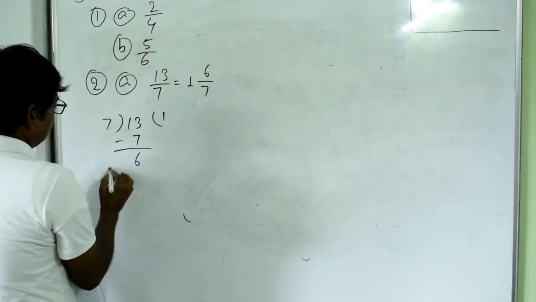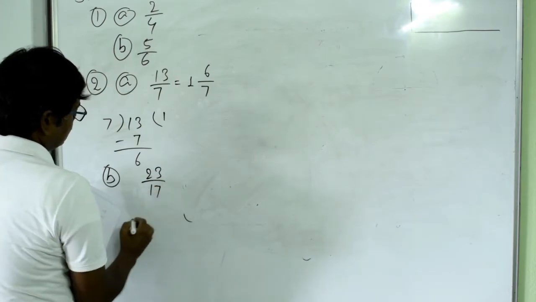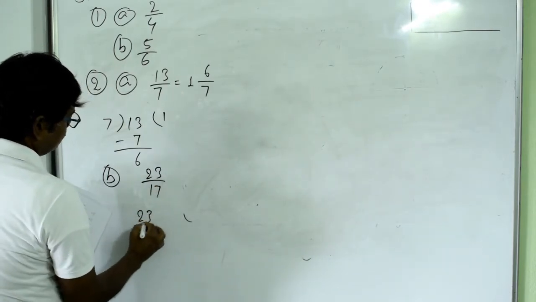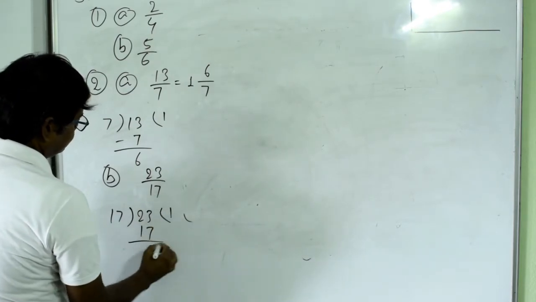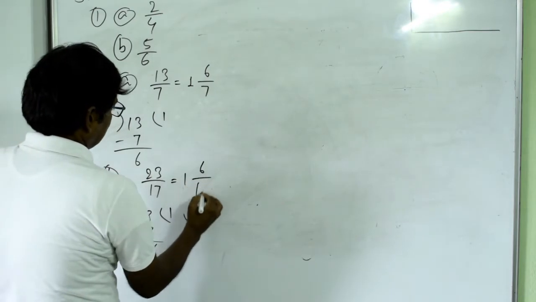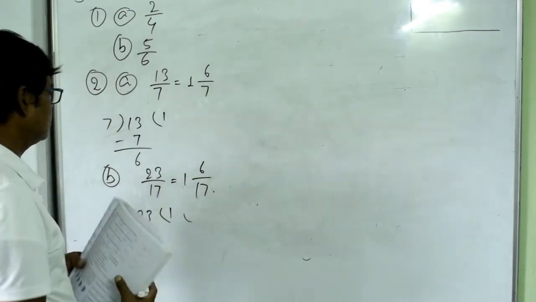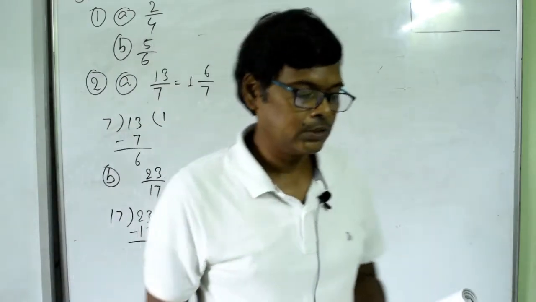Then question number B, here again you have 23 by 17. So now divide 23 by 17, then you will get 17 ones are 17. So again the answer is 1 and 6 by 17. So this is the answer of this question. Similarly you will do the other 3 questions.